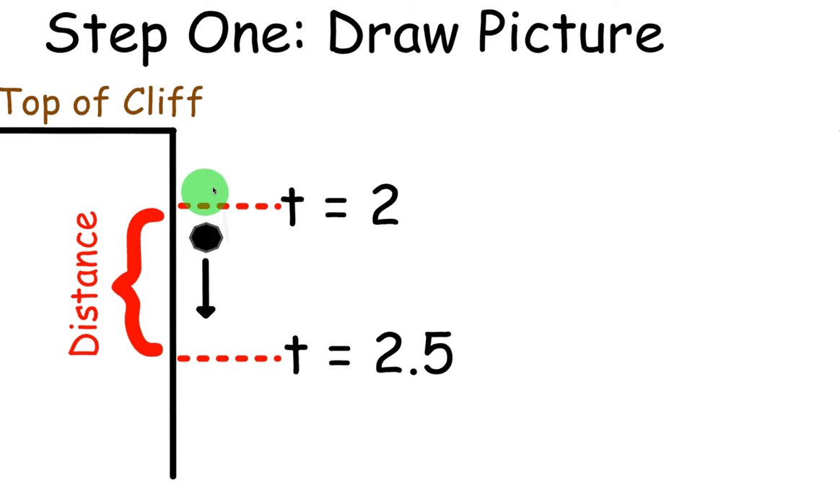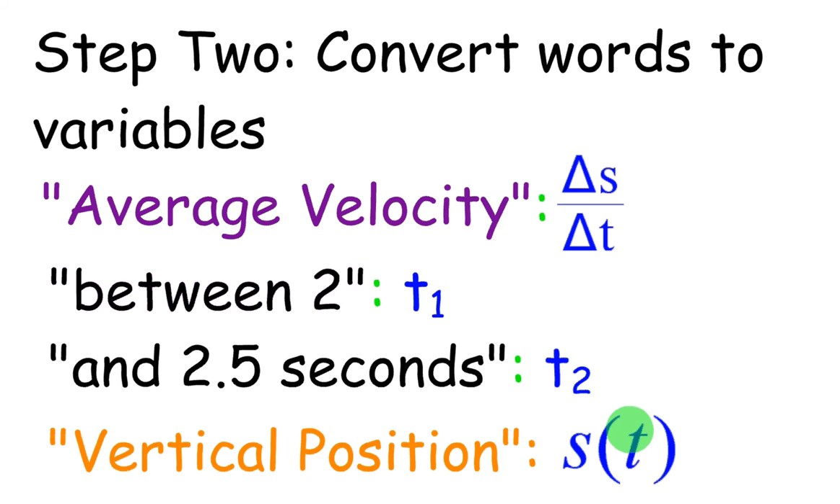I always recommend drawing a picture for your first step, especially for any word problem. Here's our top of the cliff. Here's the rock that we dropped. Remember, we dropped it from the top. So you can tell that after t equals 2 seconds, it's going to have dropped a certain distance already, right? And then it's going to fall more until t equals 2.5. So the real question is, how fast is it going on average between t equals 2 and t equals 2.5? This is what we're going to figure out.